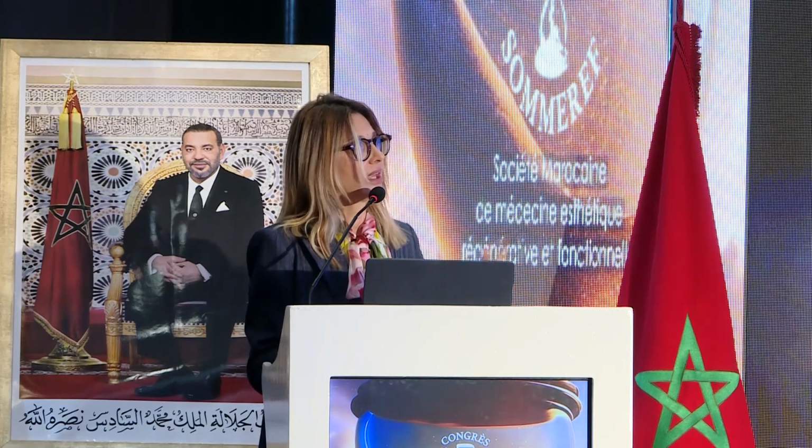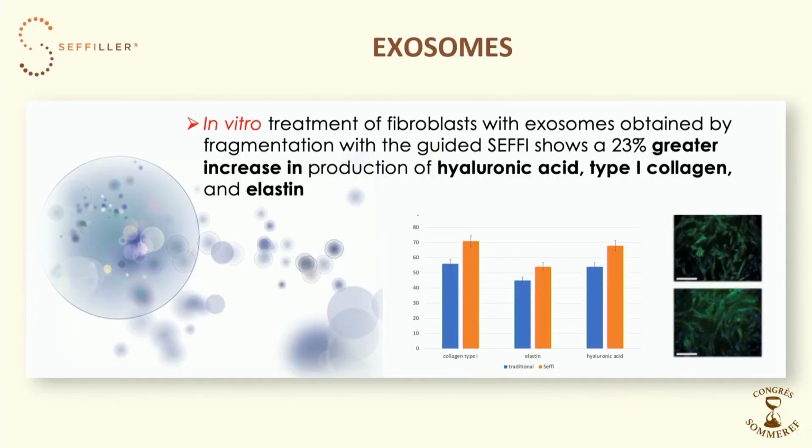In vitro, we demonstrate that fibroblasts treated with exosomes obtained by fragmentation of tissue derived from this method show a 33% increase in production of hyaluronic acid, collagen type 1, and elastin, 33%.